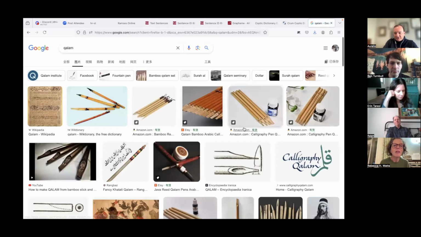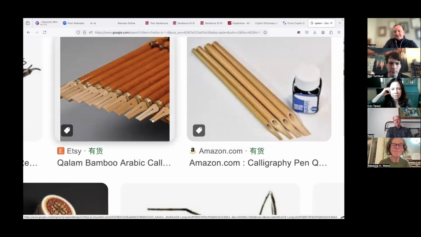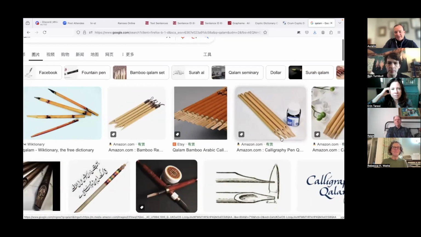Let's zoom into one. So it's essentially a reed. I got this right. It's a reed that you cut off, and it's basically very much like a fountain pen. The only thing that's missing in the earlier versions is they don't have that cut in the middle to hold extra ink, but they're basically like a straight piece of reed.